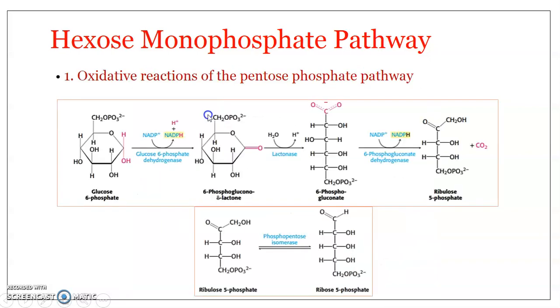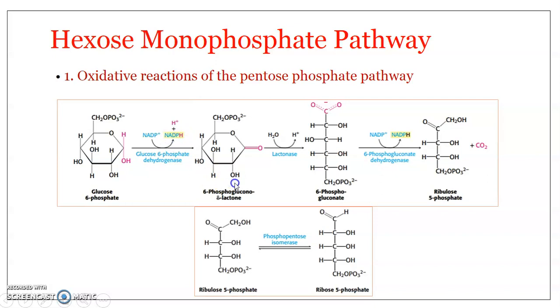Okay, now we can look into the oxidative and the non-oxidative phases in detail. In the oxidative phase, the first step is dehydrogenation of glucose 6-phosphate. The glucose 6-phosphate undergoes oxidation to produce 6-phosphogluconolactone. This particular reaction is catalyzed by NADP-dependent glucose 6-phosphate dehydrogenase. This NADP is an oxidizing agent. It undergoes reduction to produce NADPH. That's the first NADPH molecule to be produced here.